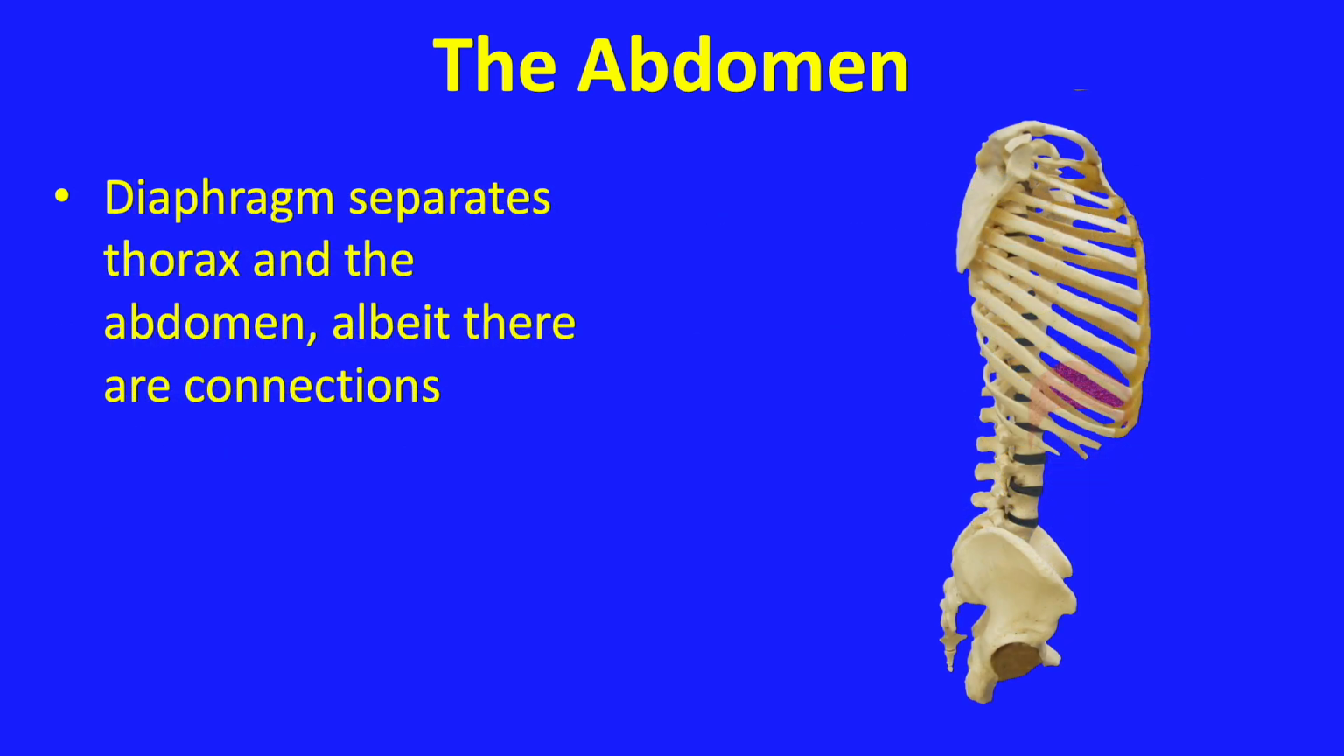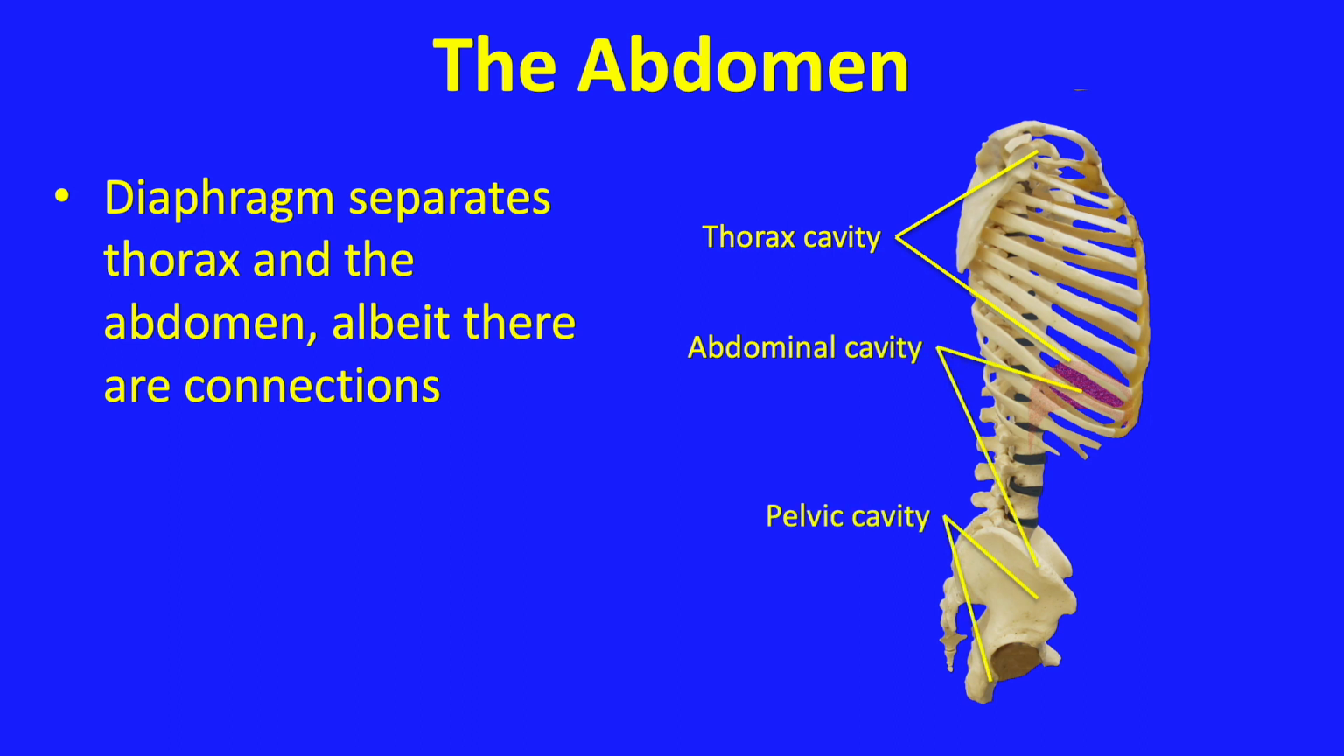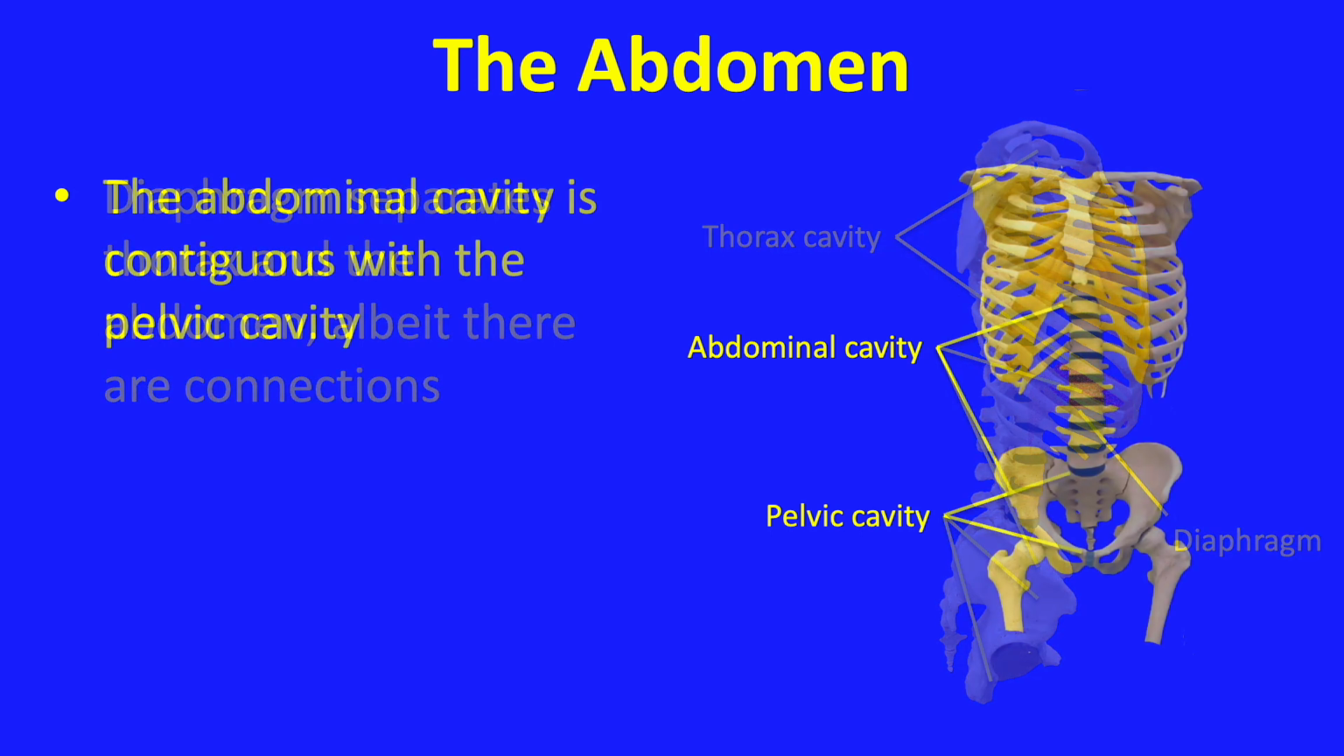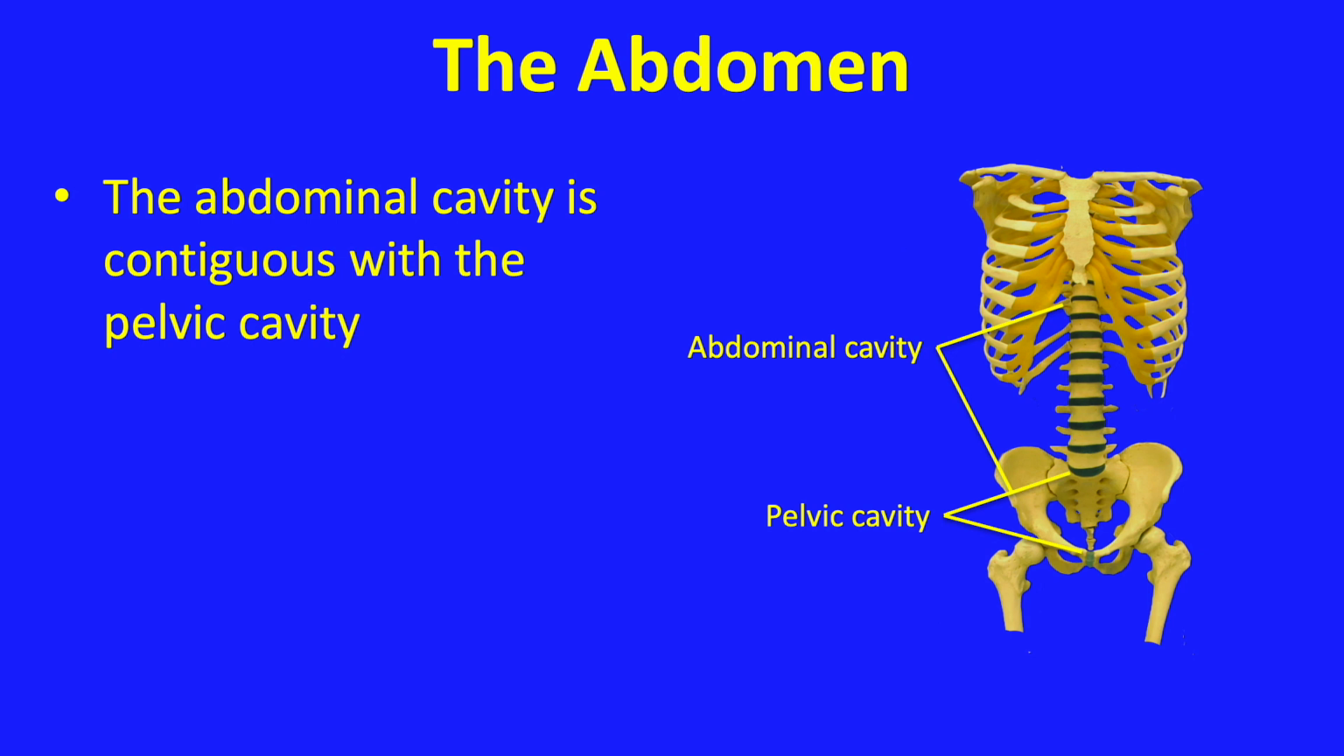We now see a lateral view of the bony skeleton and again point to the thoracic cavity, the abdominal cavity, and the pelvic cavity. The last is masked by the lateral wall of the pelvis. And what we can see is that the diaphragm separates the thoracic cavity from the abdominal cavity, albeit there are connections which we will discuss later. Structures do traverse the diaphragm and are found in both cavities. In contrast, the abdominal cavity is contiguous with the pelvic cavity.